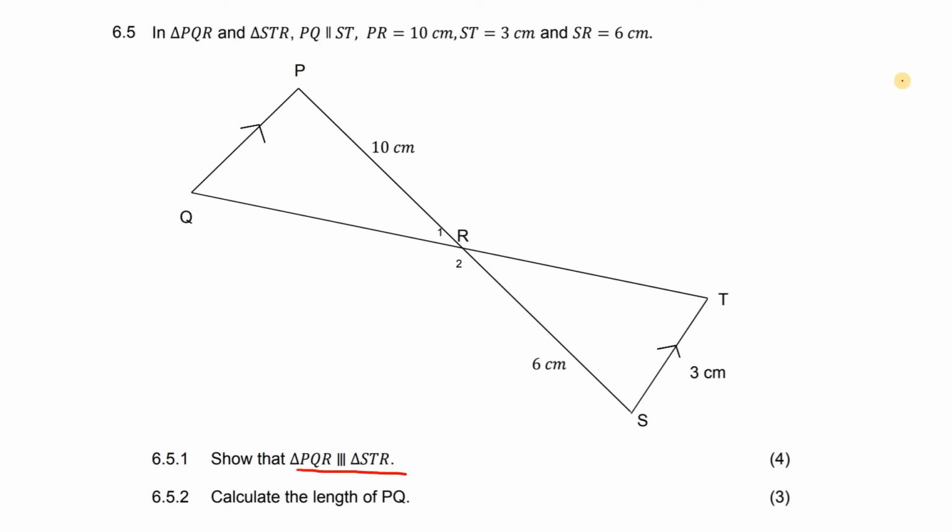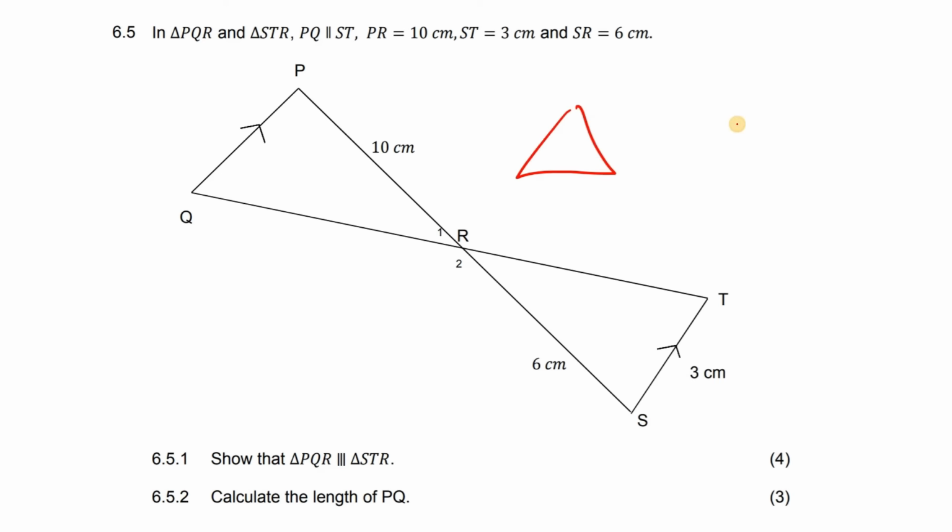Now remember, what does it mean when two triangles are similar? Similar means that they're not exactly the same. It means that it maybe looks like this. It's like this one is a smaller version of this one. So when are two triangles similar? Well, there are two ways to show that two triangles are similar. The first way is to show that all corresponding angles are the same.